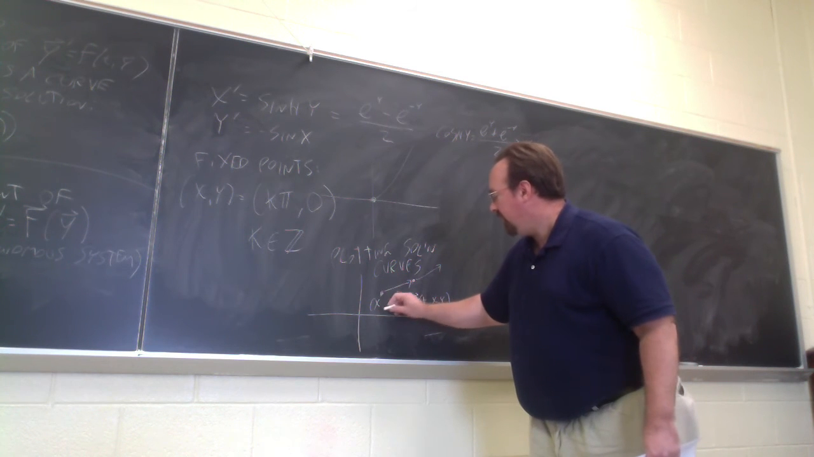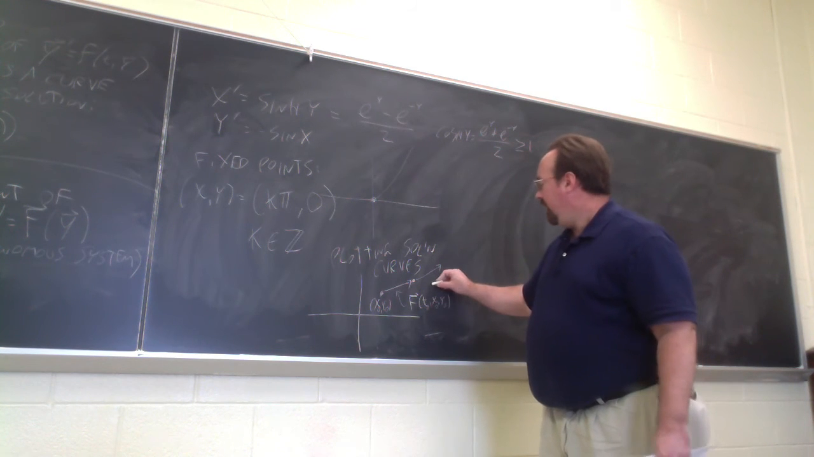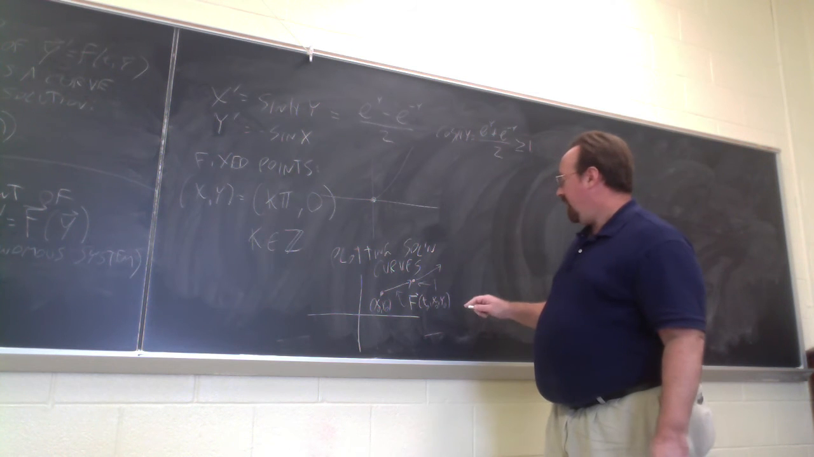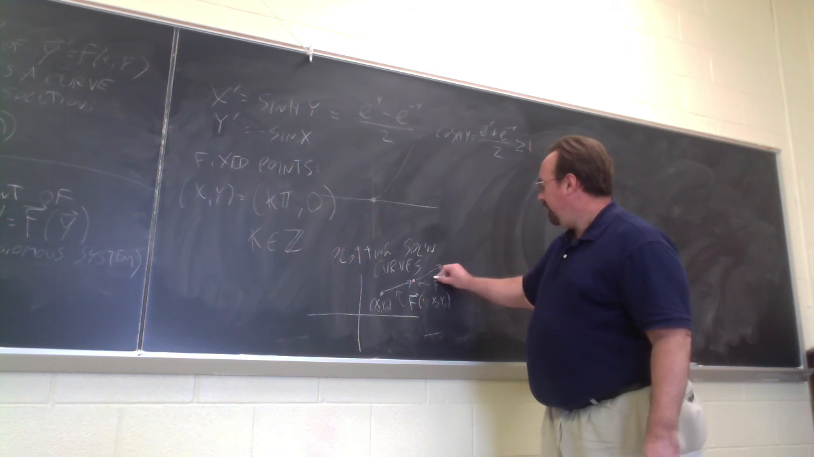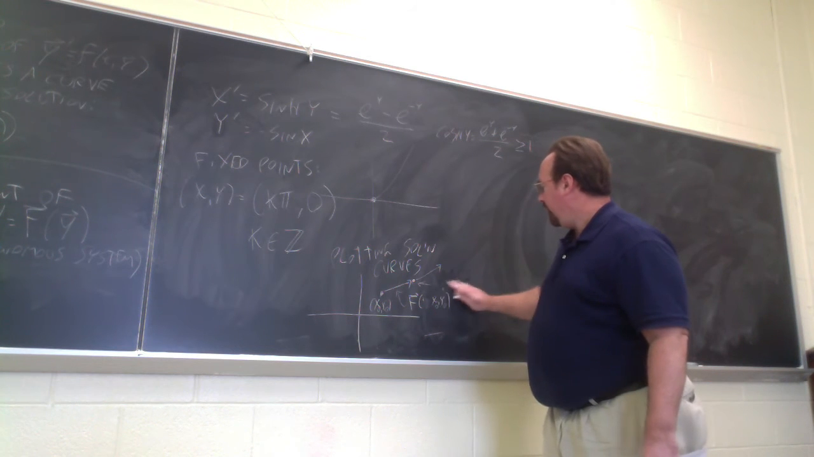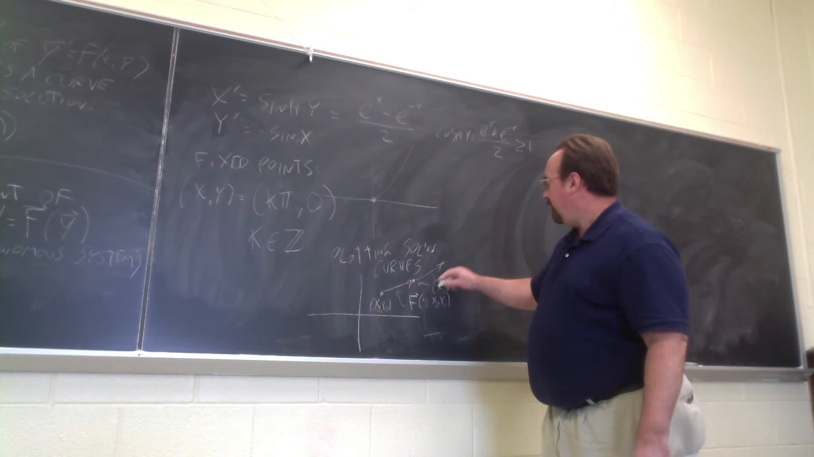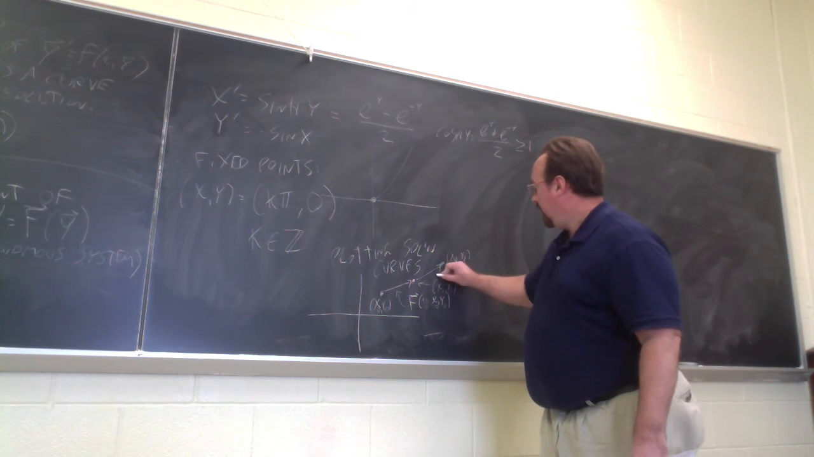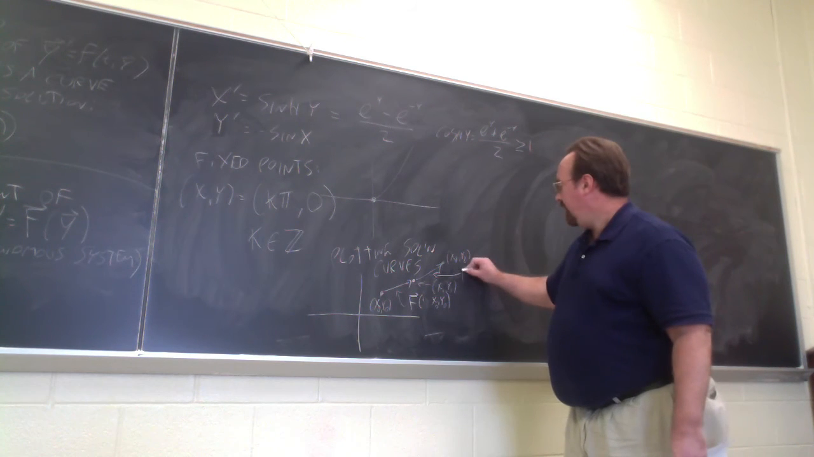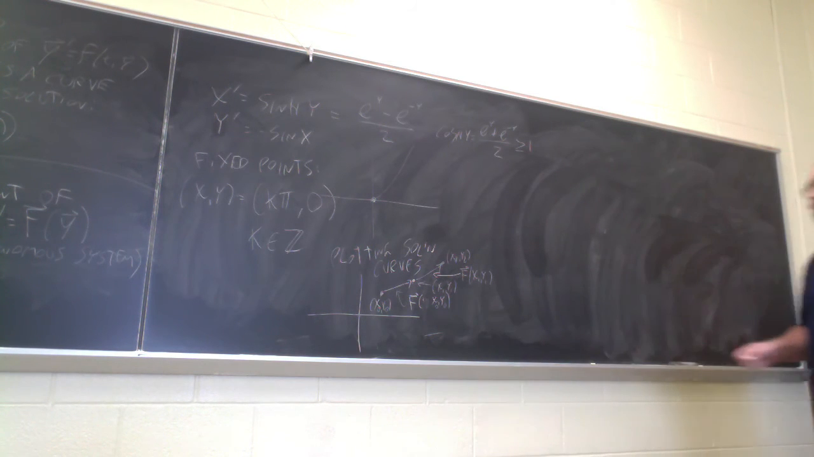So actually, I'm going to call this first point x naught, y naught. And then, at least for an autonomous system, you can do it this way. So that takes you to a point, x1, y1. And then you evaluate f again. So in this manner, you can trace out solution curves.